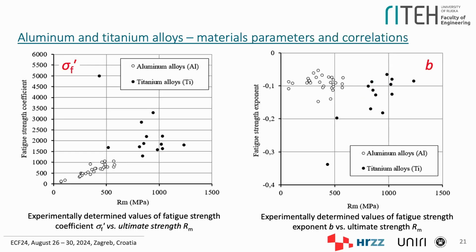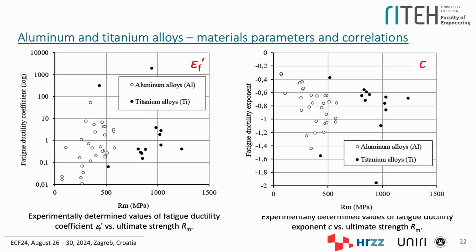Here we can see how individual fatigue parameters, sigma f prime and b, so parameters for high cycle fatigue, correspond or are related to ultimate tensile strength. We can see quite a lot of scatter with certain parameters. The same thing is also here for epsilon f prime and c. So these are all the difficulties that various estimation methods are confronted with, and it's difficult to achieve a large degree of accuracy.